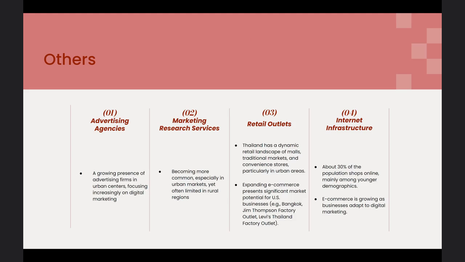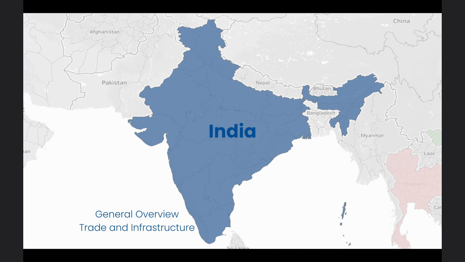Looking at the retail infrastructure, Thailand's retail landscape is undergoing significant transformation, particularly in urban areas, with around 30% of the population participating in e-commerce, mostly among young consumers. Companies entering this market should leverage this digital trend and tailor their marketing approach to resonate with the preferences of younger shoppers. Let's look at India's general overview.